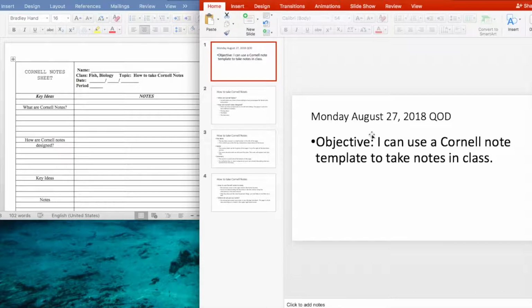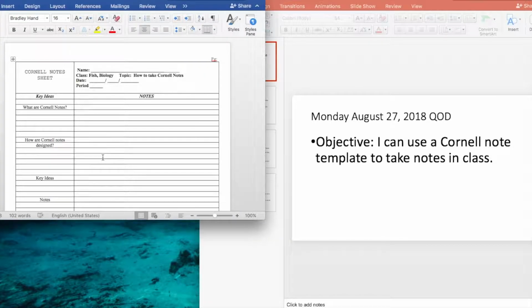Alright, so before we begin, I would like to show you the sheet that I call your Cornell note template. Up here, you'll notice that there's a spot for your name. So what you're going to do is make sure you write your name down. This is in case your paper gets misplaced and I know who it belongs to.